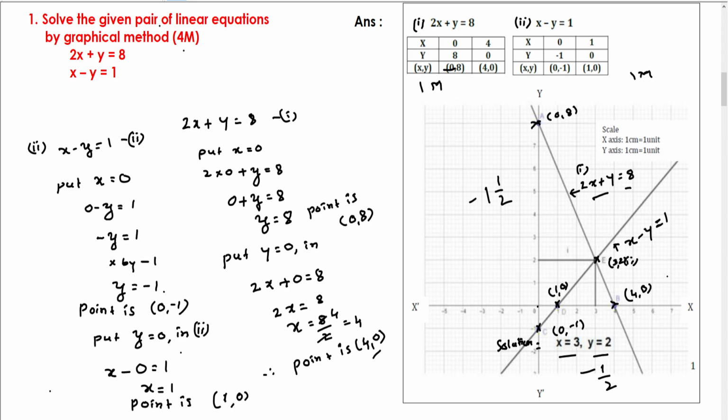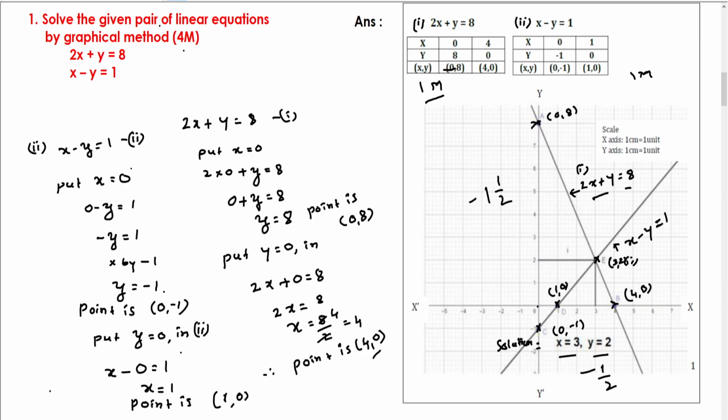To get the coordinates to plot in the graph, you have to prepare a table. The table is called as the truth table. Put x is equal to 0. When you put x is equal to 0, you will get 2 into 0 is 0, y is equal to 8. The first point will be 0, 8. Take only 2 points. Then you put y is equal to 0 in the same equation. Then the equation becomes 2x plus 0 is equal to 8, 2x is equal to 8, x is equal to 8 by 2, 2 fours are 8, you will get 4. Another point is 4, 0. Similarly, for preparing this table, you will get 1 mark.